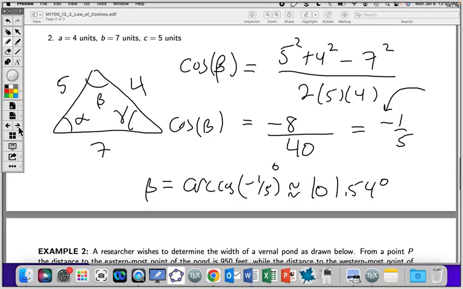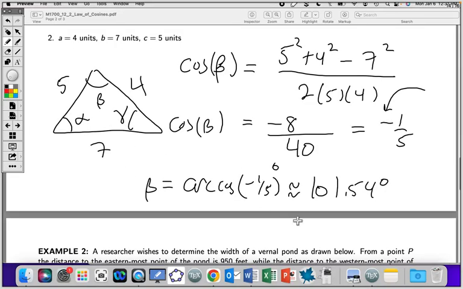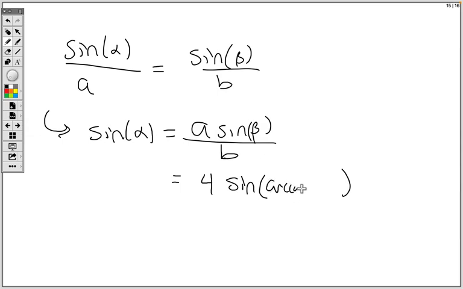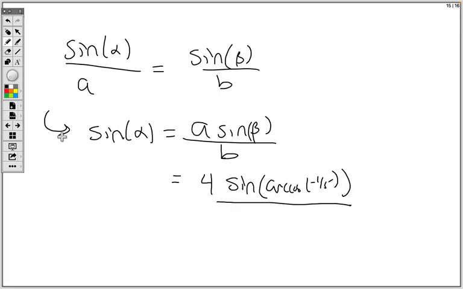We're picking A to be 4. Sine of, I'll just put that in there. Well, actually, it really doesn't matter. These are about the same amount of stuff to write down. Arc cosine of negative 1/5, all over B, which was 7. Okay, so let's see what we get for alpha here. So alpha would be the arc sine of all of this stuff.